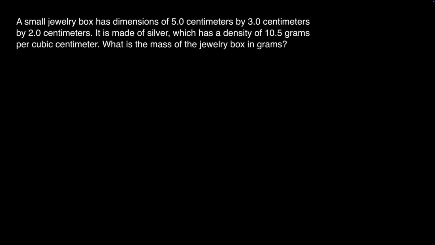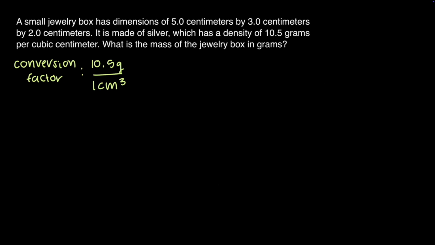For this question, we have a small jewelry box has dimensions 5 centimeters by 3 centimeters by 2 centimeters. It is made of silver, which has a density of 10.5 grams per cubic centimeter. What is the mass of the jewelry box in grams? In the question, we are given a conversion factor, 10.5 grams per cubic centimeter.